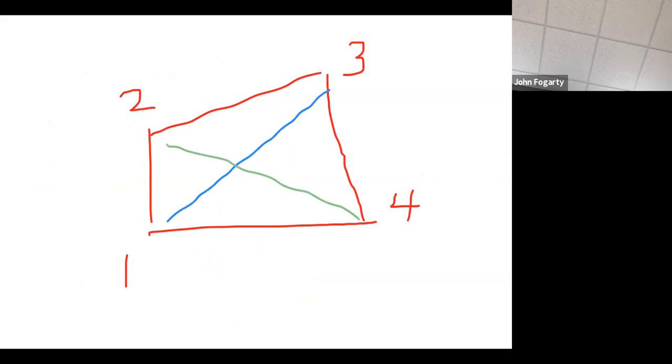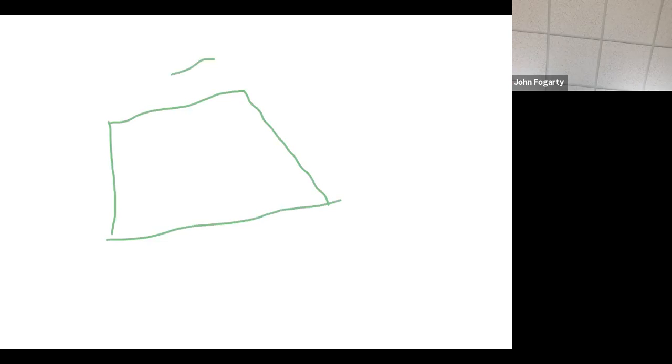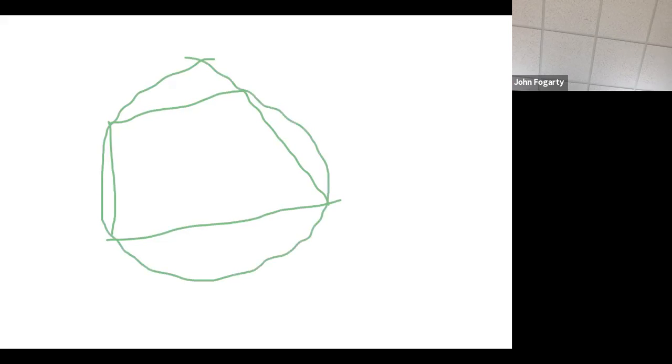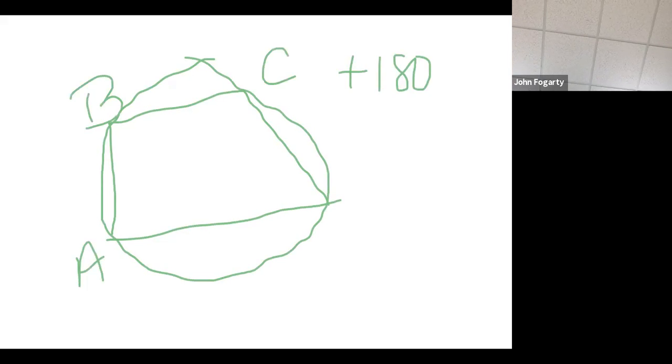So when you have an inscribed quadrilateral, you just need to remember, just like normal, the opposite angles are supplementary. What's that mean? They add up to 180. So in this picture, here's what I know. The measure of angle A plus the measure of angle C equals 180. This should be D, by the way.